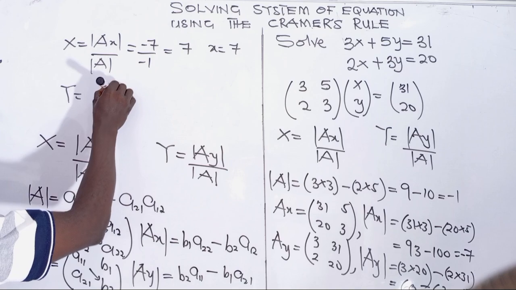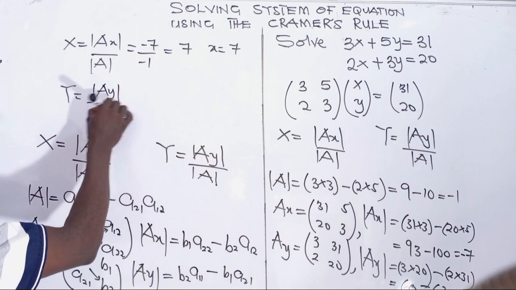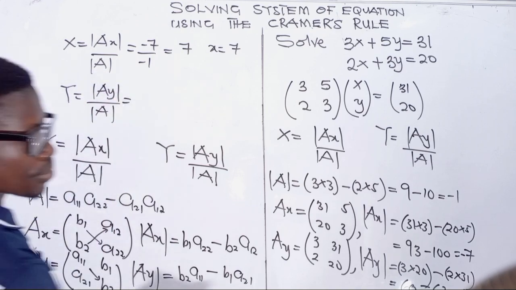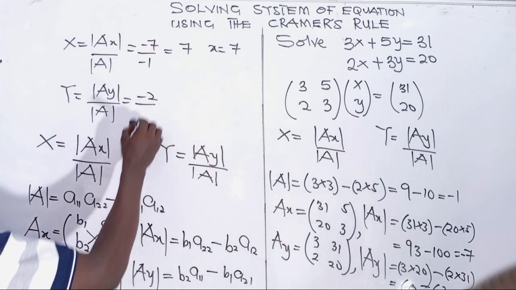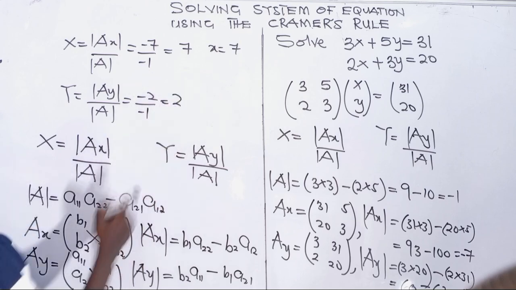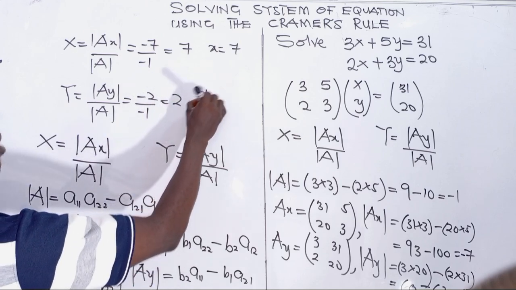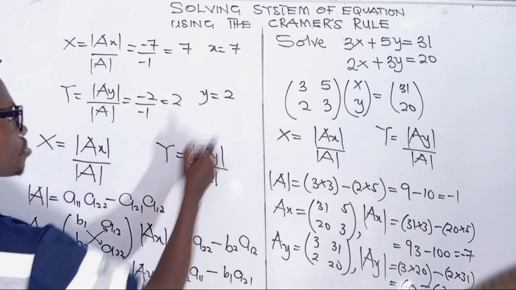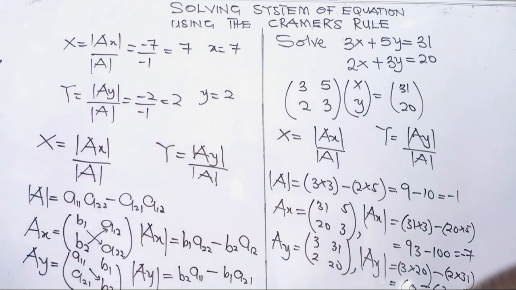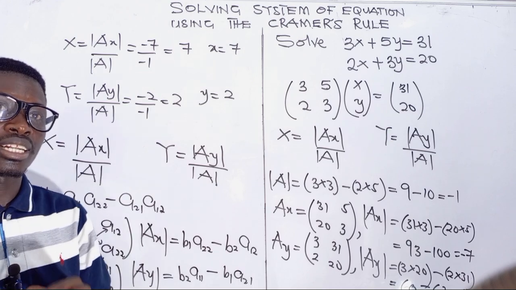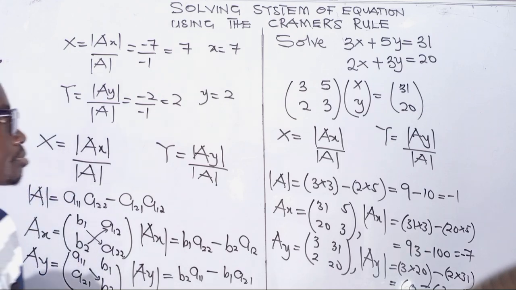y is given as the determinant of Ay all over the determinant of A. Ay we had minus 2 all over the determinant of A, we have minus 1. So we are getting 2. So the value of the variable y is 2. So this is the value of x and this is the value of y. As easy as that. Let's look at one more example.